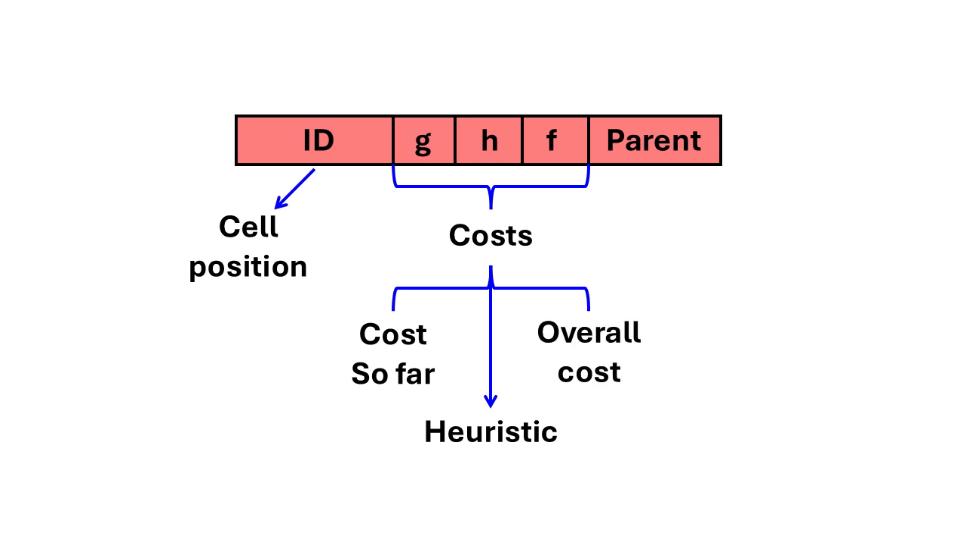The F cost is the G cost and the H cost added together. This is a value that we will use to determine which is the cheapest node on the open list. And finally, we have the parent. This is just another node on the grid and is essentially a reminder of where we came from.